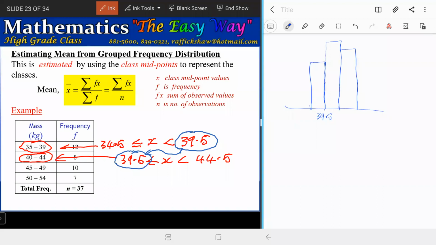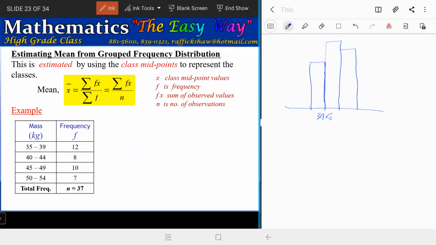So you see why we have to join the bars side by side on a histogram? Because where one interval ends, the other one starts at the exact same place. Understand that? Yes, sir. All right, good. But what we're focusing on now is estimating the mean. So we want to estimate the mean.